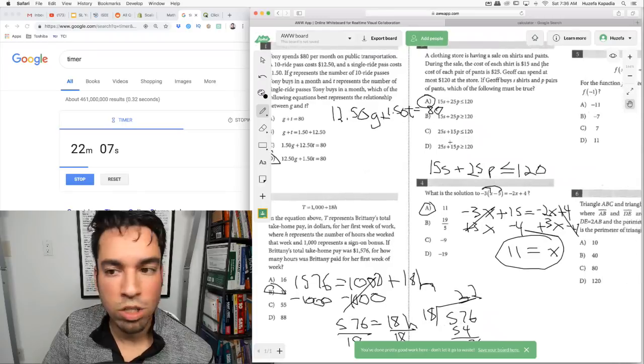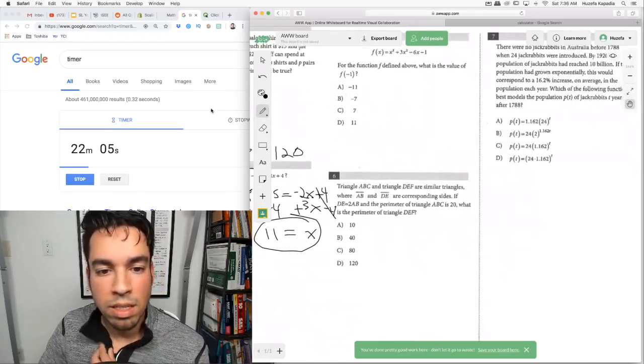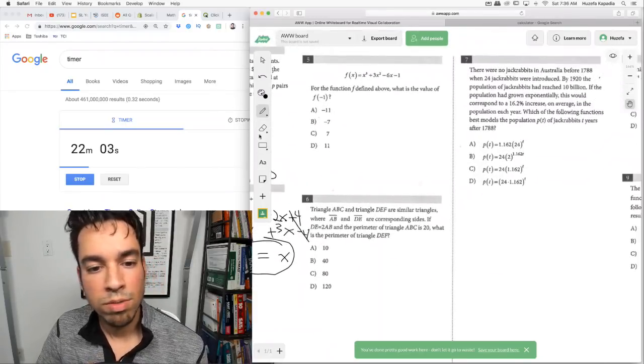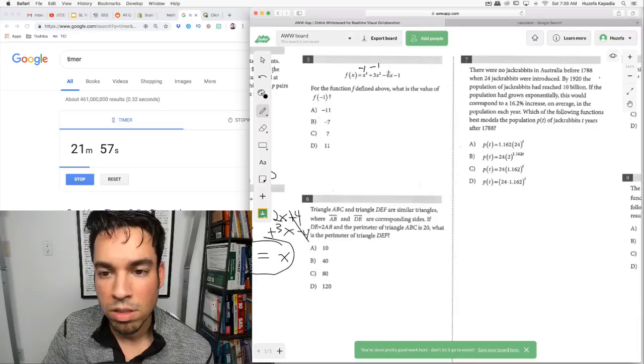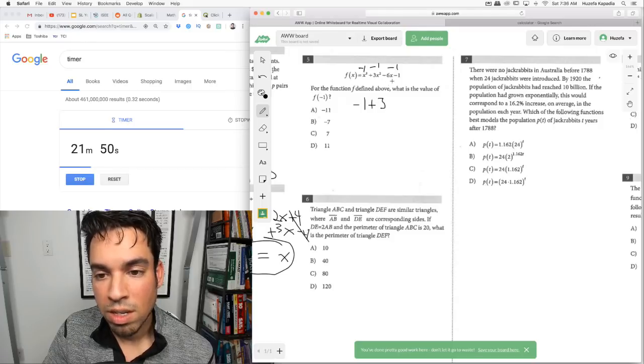We did 4 questions in about 3 minutes. That's pretty good. Next, we've got, for the function defined above, what is the value of f of negative 1? Plug negative 1 into all the x's. Okay, so negative 1 cubed is negative 1. Plus negative 1 squared is just positive 1, so it's plus 3. Negative 1 times negative 6 is positive 6 minus 1. Negative 1 plus 3 is 2. Plus 6 is 8, minus 1 is 7.